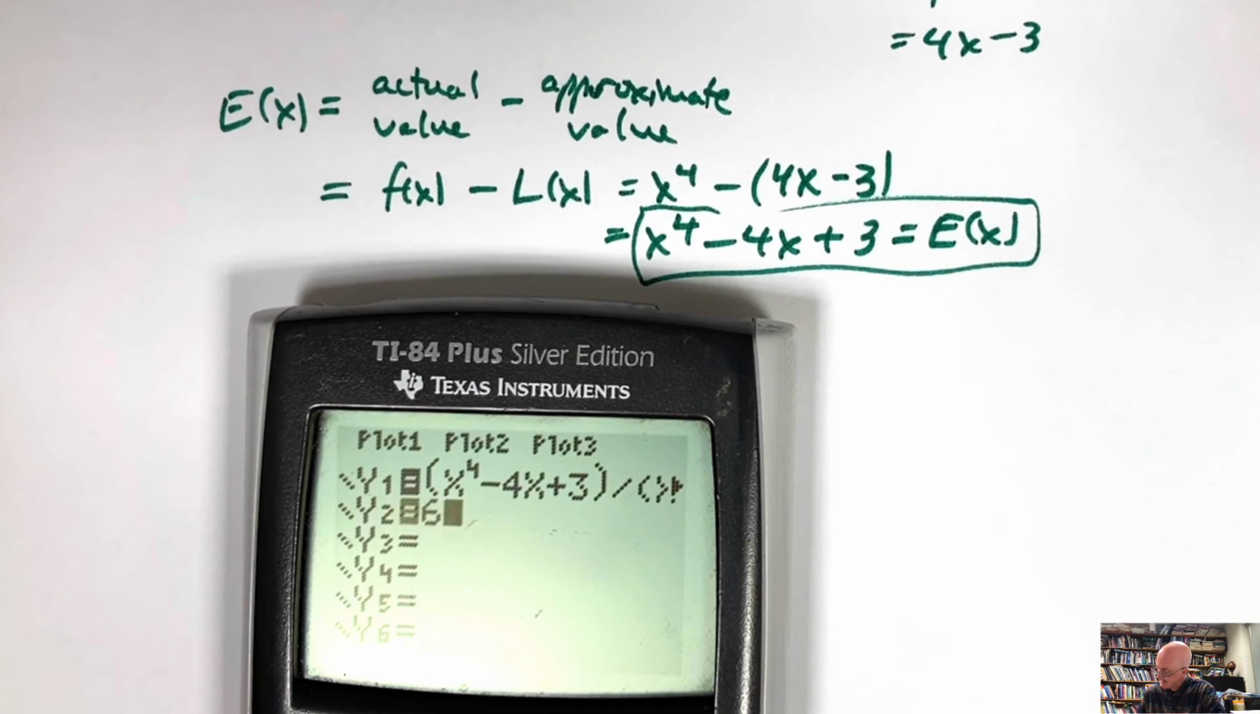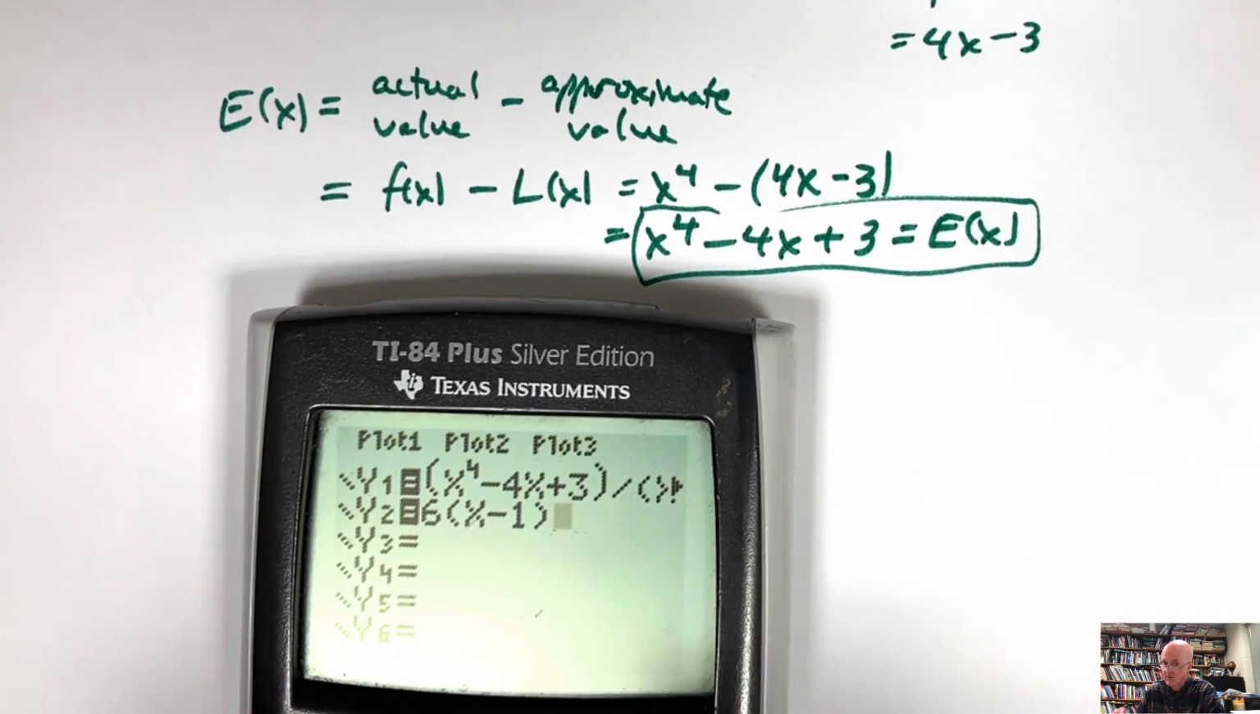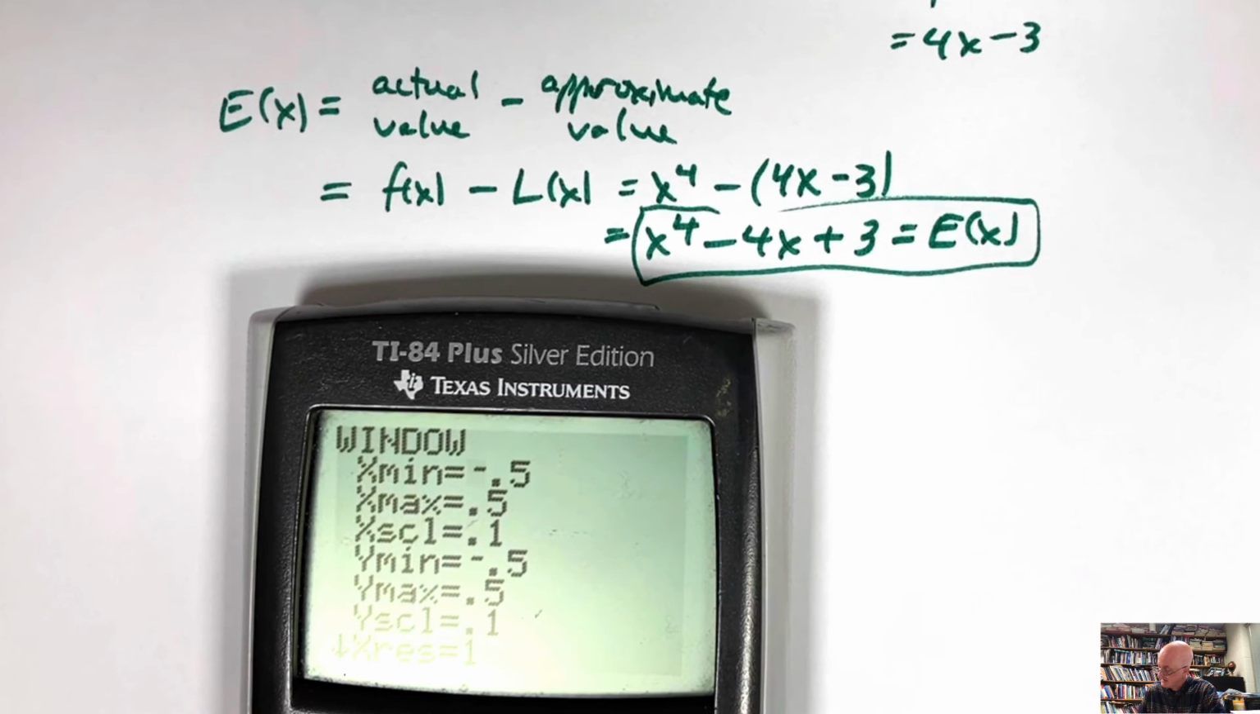Let's also graph 6 times, in parentheses, x minus 1. These graphs should be very close together when x is close to 1. And in fact, effectively, this should be the tangent line approximation to the other one, although the other one has a removable discontinuity at x equals 1, technically speaking, but we could fill in the hole. We're graphing this near 1. Let's go from 0 to 2 here.